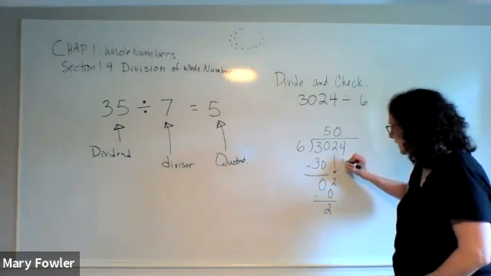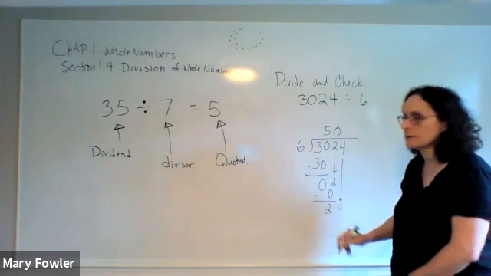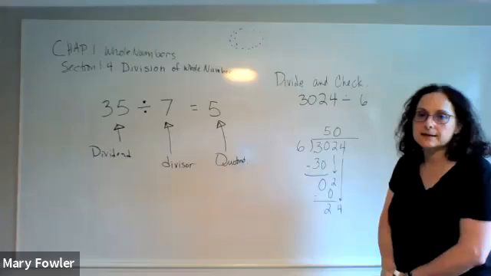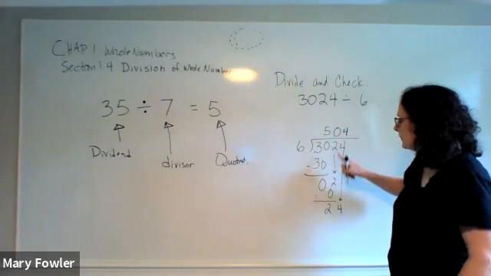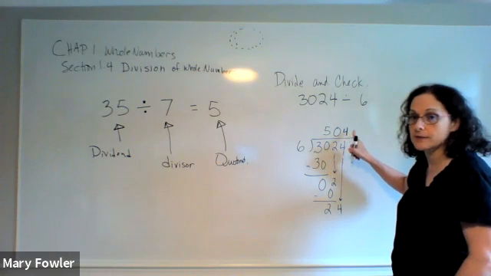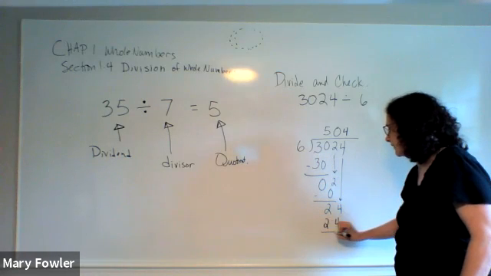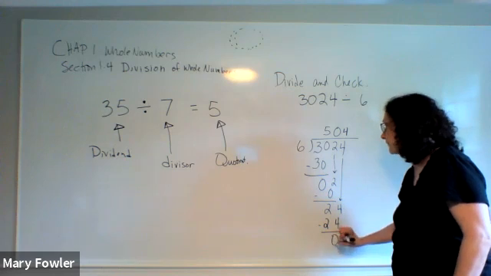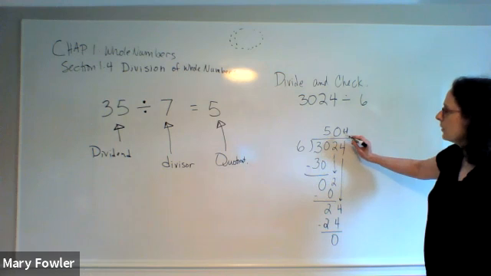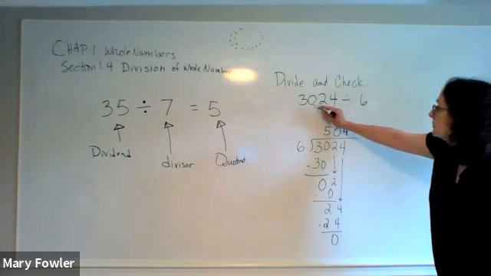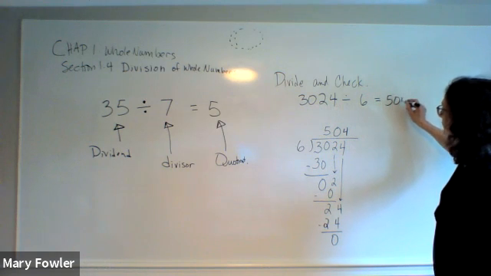Now we're going to bring the 4 down. 6 goes into 24. 6 times 4 is 24. So we put the 4 up here. And we multiply, 4 times 6 is 24. We do the subtraction and we get a 0. So what we have is that the quotient is 504. So 3024 divided by 6 is 504.